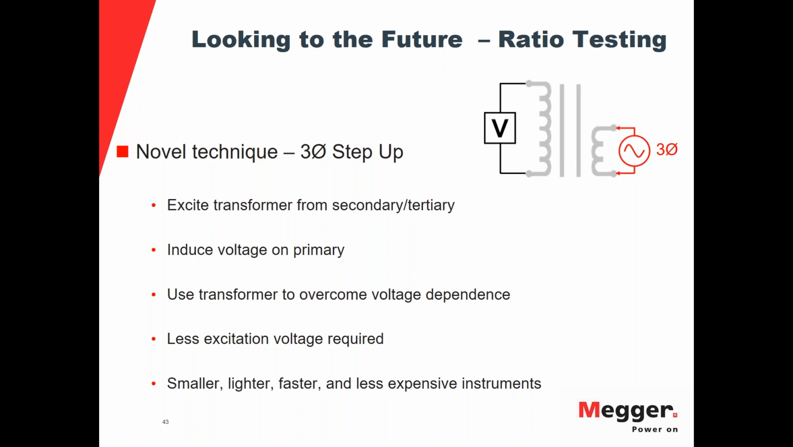Voltage dependence, and we'll talk about that in a little bit, but this method is better with units that have higher voltage dependence because you're closer to the core. You can get more flux. You also have better coupling because you're on the low voltage side. There's less excitation voltage required, again, because you're going from low to high, but because you lower the excitation voltage, you can raise the excitation current.